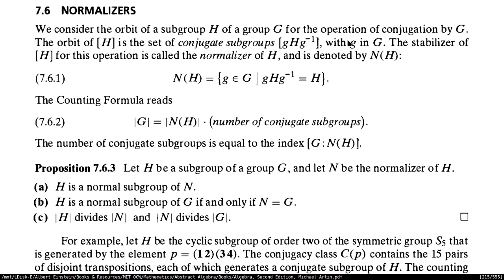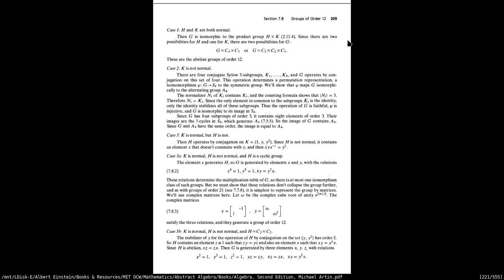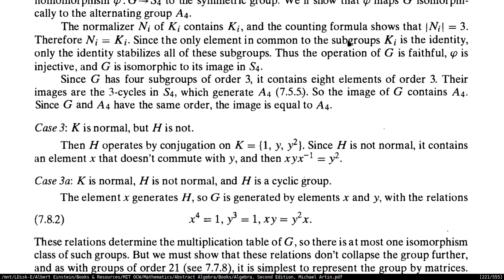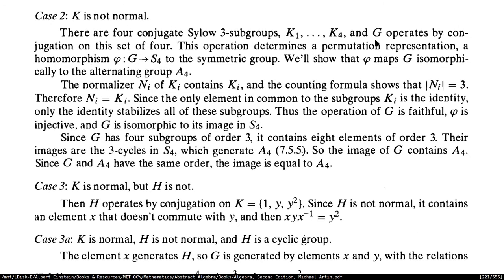Right, so this is the counting formula. The order of G is equal to the order of the normalizer times the number of conjugates. We saw that in Rotman. Okay. Order of G is the number of conjugate subgroups times the order of the normalizer. The order of the normalizer happens to be 3 because we have 4 conjugates, so 3 must be equal to the size of the normalizer. Okay, I understand that sentence now.